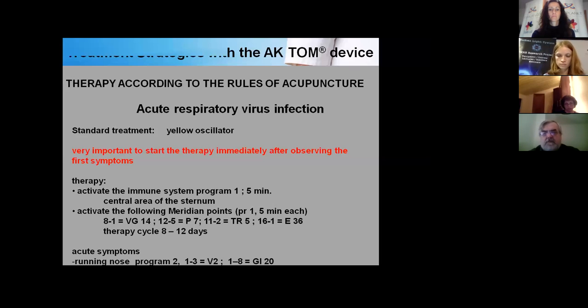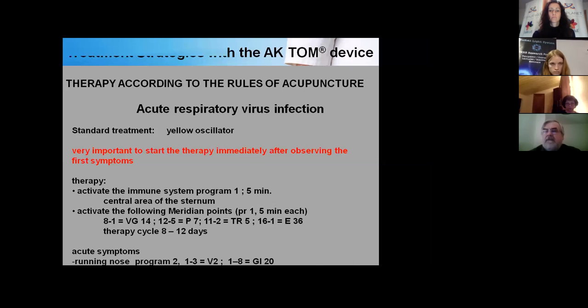5 minutes autonomous nervous system, 5 minutes immune system, and 4 times 5 minutes the named meridian points. We used, according to our pictures, other numbers, written here as 8 minus 1 or 12 minus 5. Afterwards, I wrote the international meridian numbers according to our system.